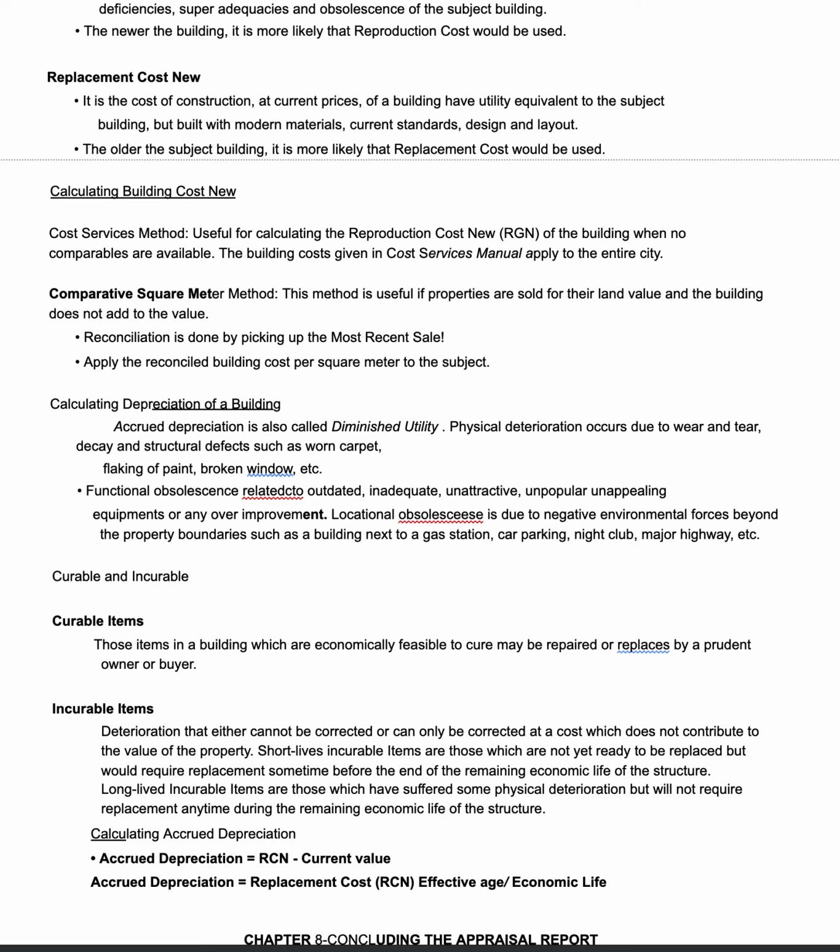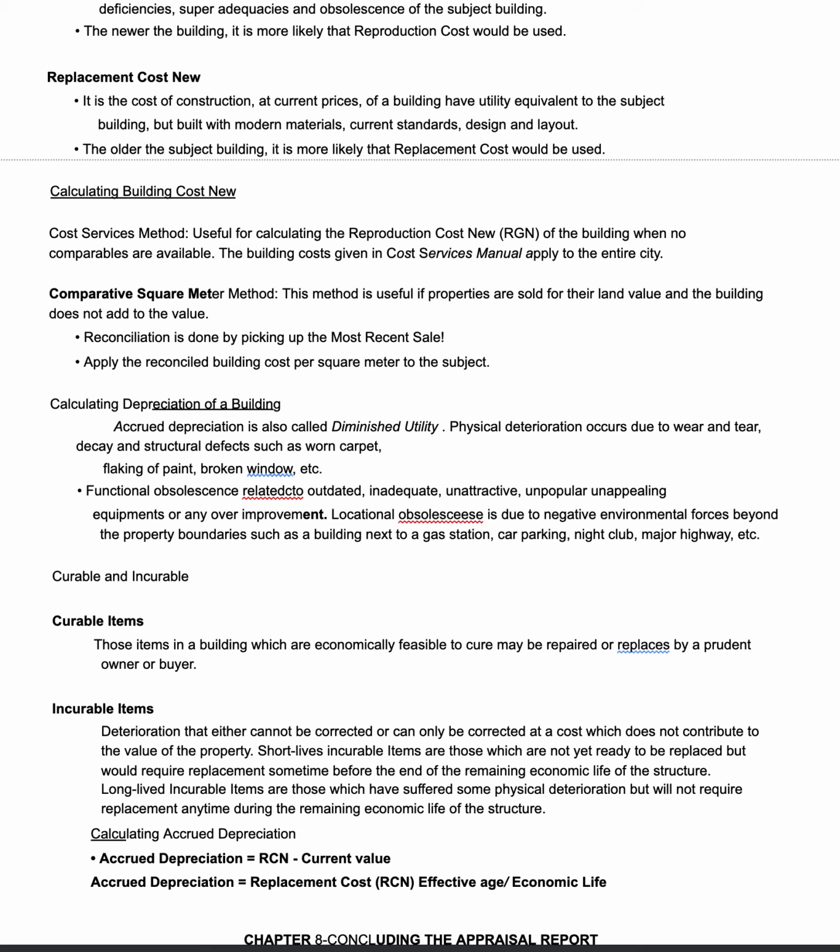Incurable physical deterioration, short-lived versus long-lived. For the purpose of appraisal, incurable physical deterioration may be divided into short-lived and long-lived elements. Short-lived items are those components that are not yet ready to be replaced, but will require replacement sometime before the end of the remaining economic life of the structure. In other words, their life expectancy is less than the remaining life of the building.